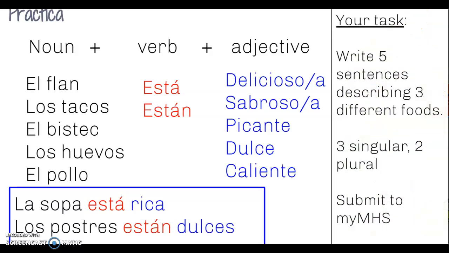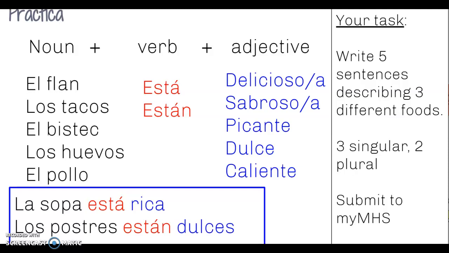Your task in a moment after you finish this video is to go to my MHS, and there is an assignment where you're going to come up with 5 of your own sentences describing, okay, it says 3 different foods, it should say 5 different foods, sorry. 5 different foods, I'll correct that in the assignment itself. I want 3 of them to be singular nouns, 2 of them to be plural, okay? Type it into my MHS and submit it directly into my MHS. Okay, you don't need to use a Google Doc or anything, just type it straight in there.